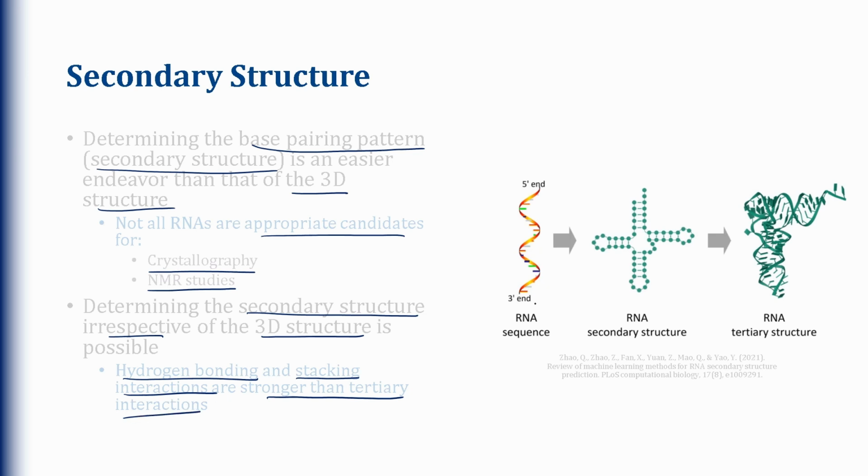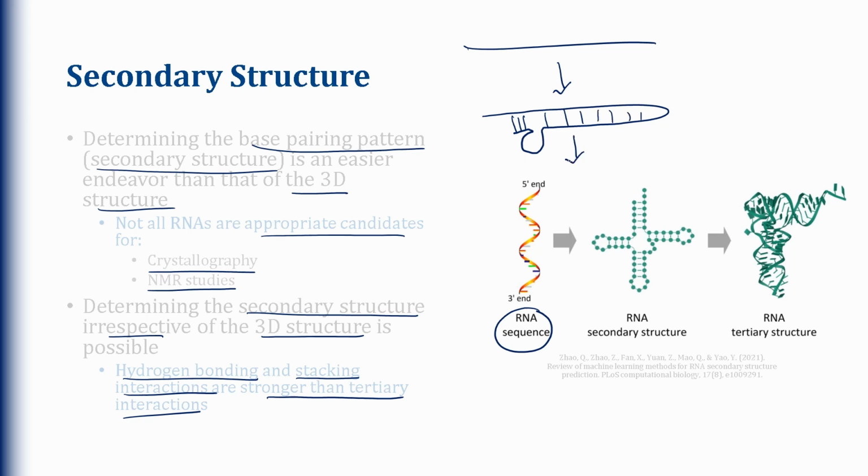So you have to keep in mind that you start off with an RNA sequence, a linear sequence, and then that linear sequence will undergo some kind of base pairing. I'm just drawing random base pairing here. And then you have further on some tertiary interactions that can happen. Now, determining the tertiary interactions is difficult because not all RNAs are candidates for things like crystallography and NMR studies. Determining the secondary structure is a much simpler task.